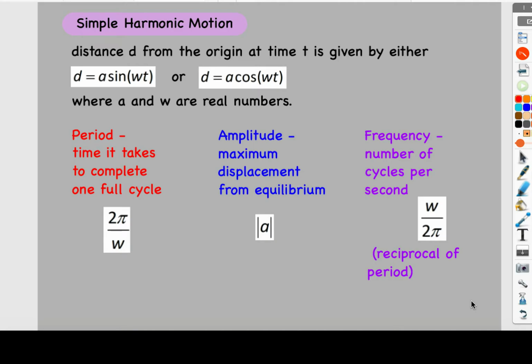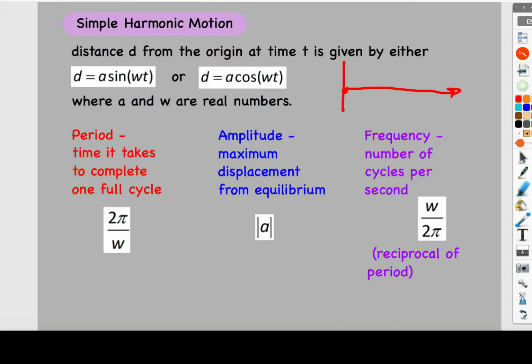All right, this video is going to talk about a simple application of sines and cosines. It's called simple harmonic motion. Simple harmonic motion basically says that the distance d from the origin, or basically from the x-axis, as we would imagine it, where we would start from, at a given time t, is given by either the sine or the cosine, depending on if you want to start at a maximum, a minimum, or right on equilibrium.